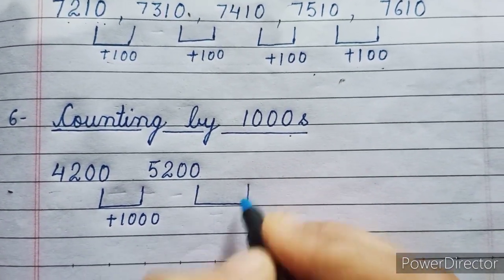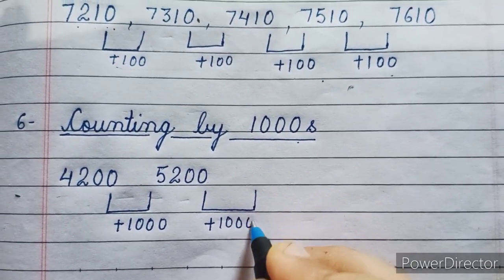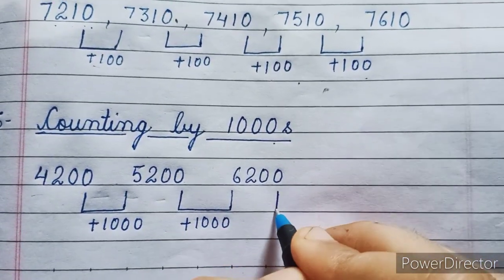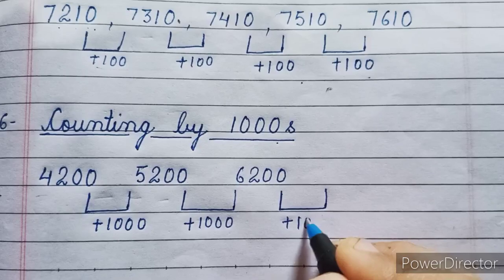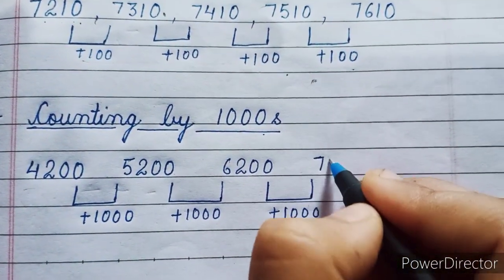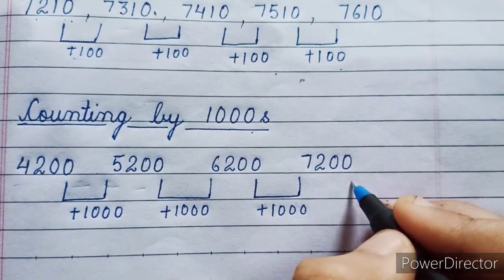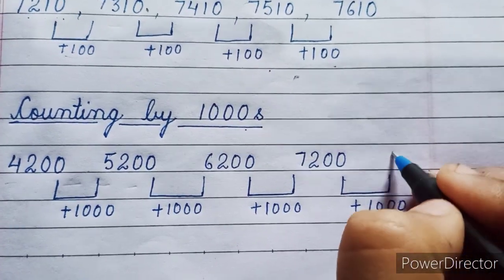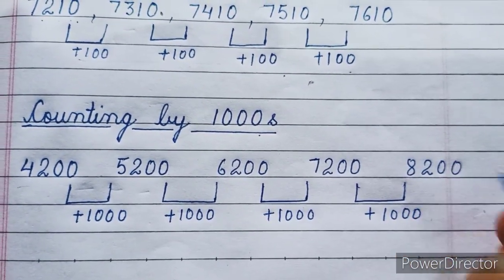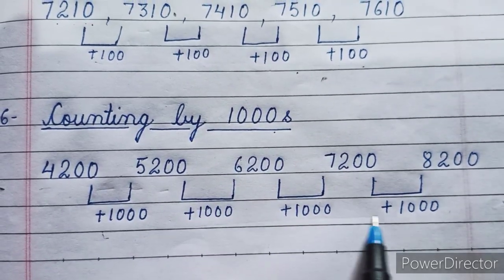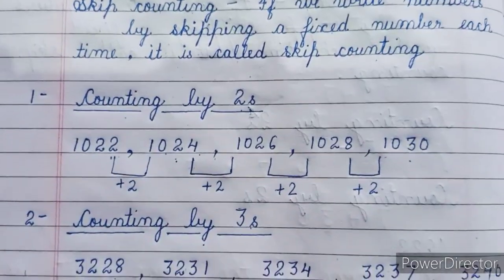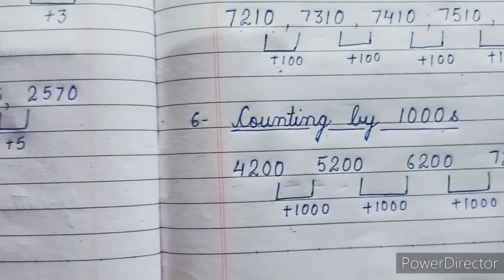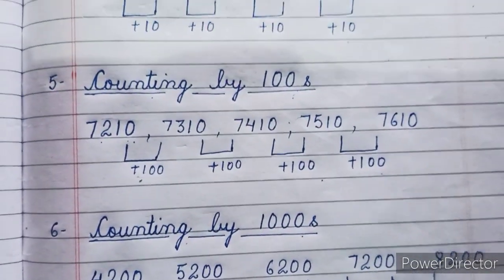Again plus 1000 is 6200. Again plus 1000 is 7200, and again plus 1000 is 8200. So you can see that there is a gap of 1000 here. Children, I hope that in this way all of you have understood the counting. Okay? Thank you.